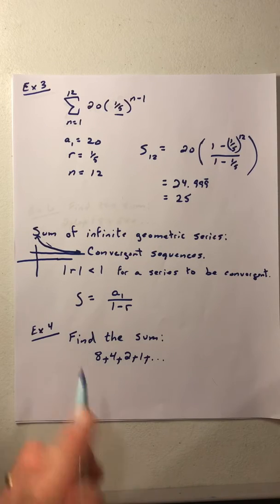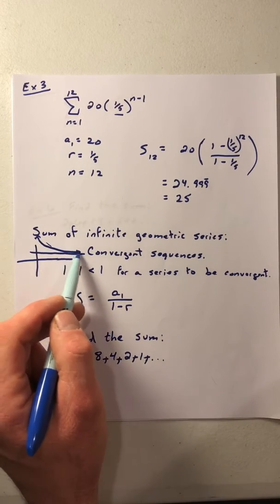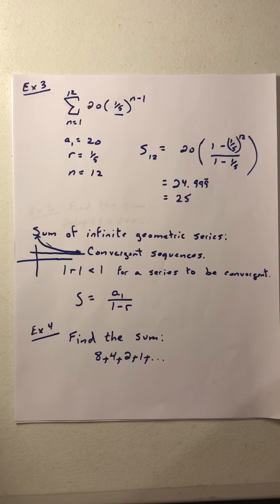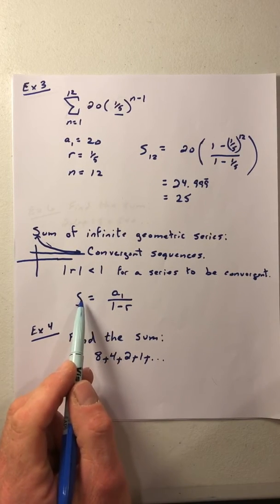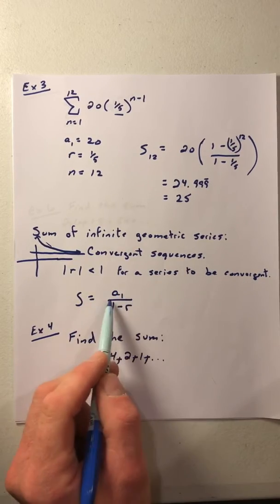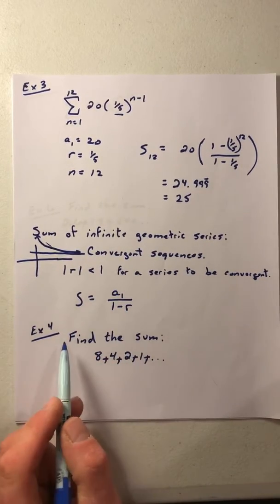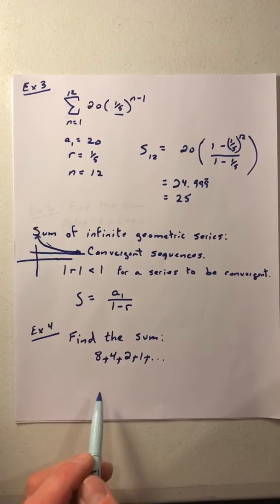And we know that when we have a ratio that is less than 1, so the absolute value of r is less than 1, then the series is going to be convergent. If that's true, the summation of that infinite series is going to be the first term divided by 1 minus r. So in example 4, we're going to find the sum.